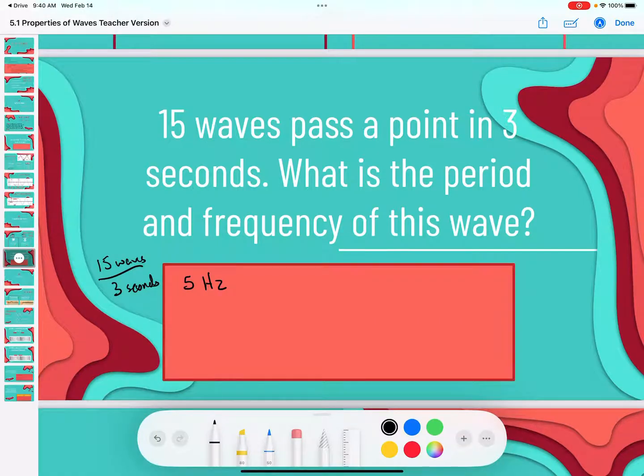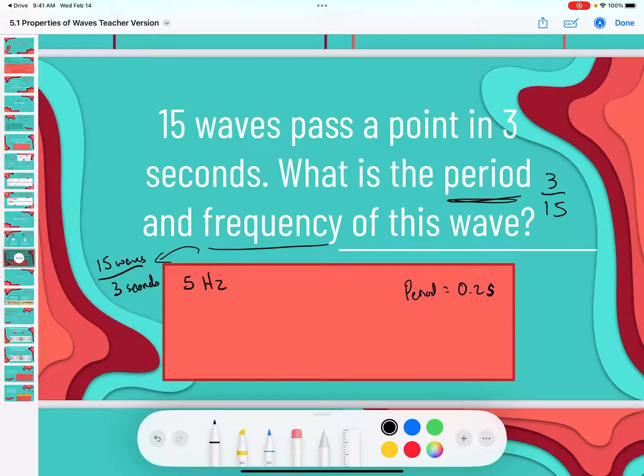So that's my frequency. If I wanted to solve for the period of the wave, I would take 3 and divide that by 15, because it's basically the opposite. And if you do 3 divided by 15, you are going to get an answer of 0.2. So this is my period; my frequency is over here. The period of this would be 0.2 seconds. It takes 0.2 seconds for one wave to pass that point.